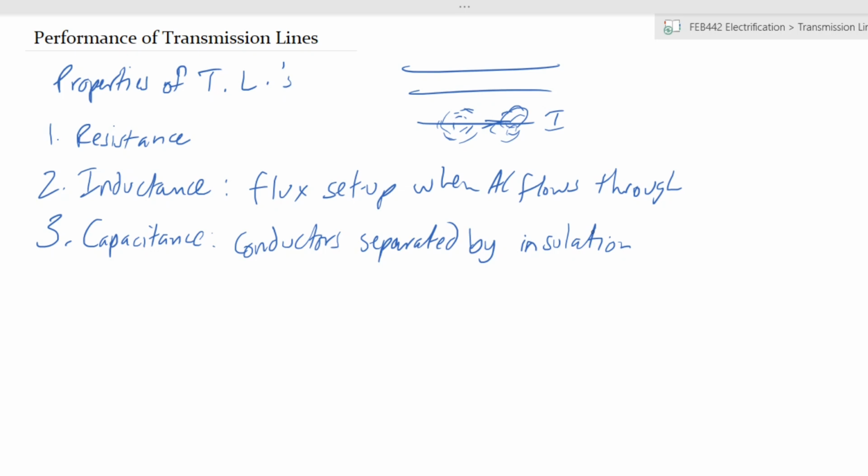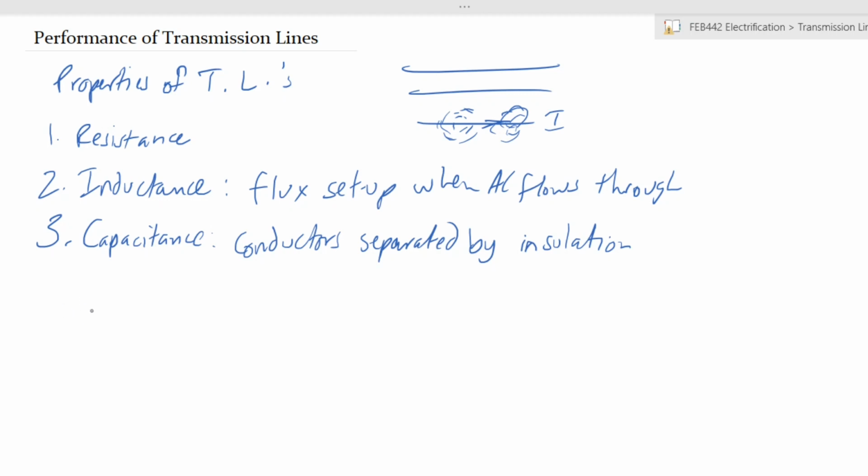The insulation that is there between them, if it's an underground cable, will be an insulating material. The insulation for an overhead cable would be the air itself. So with this particular property of transmission lines, it really comes into effect at high voltages and high distances. The effect of capacitance over short distances is very low.